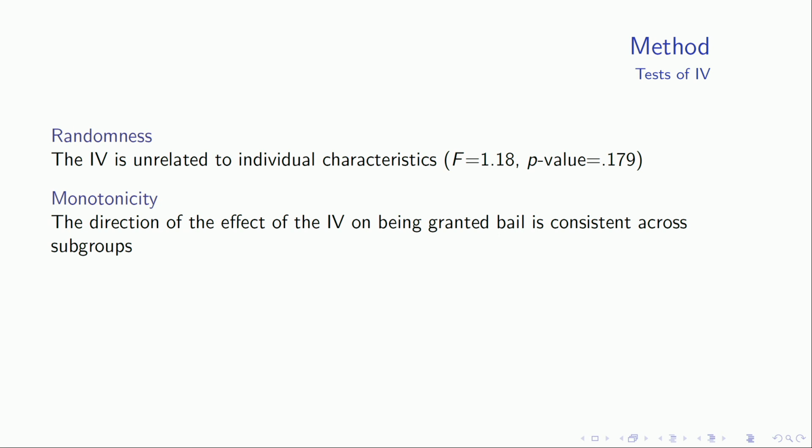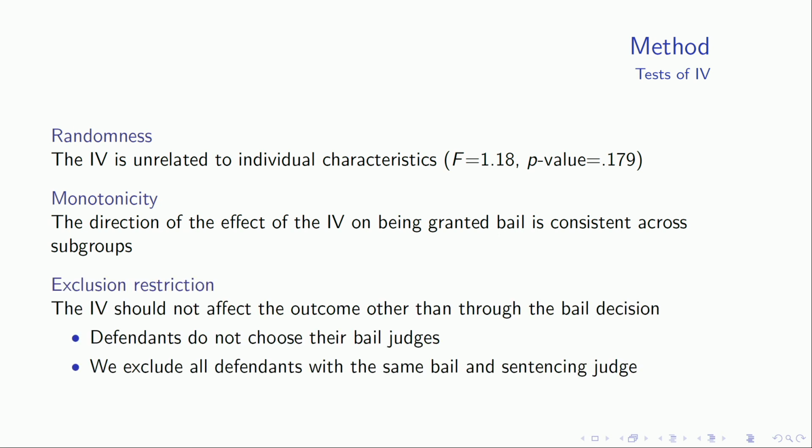The next one is monotonicity. Basically, the direction of the effect of the instrumental variable, in this case judge leniency, on being granted bail should be the same across different groups. So getting a more lenient judge shouldn't reduce someone's likelihood of being released on bail for any groups. This was tested, and we found that it was fairly consistent.